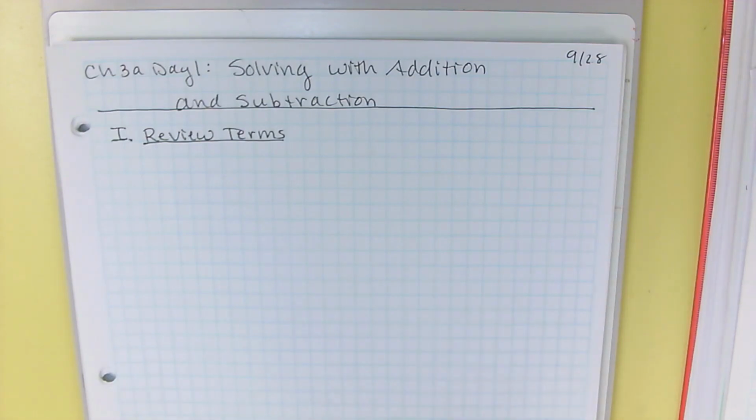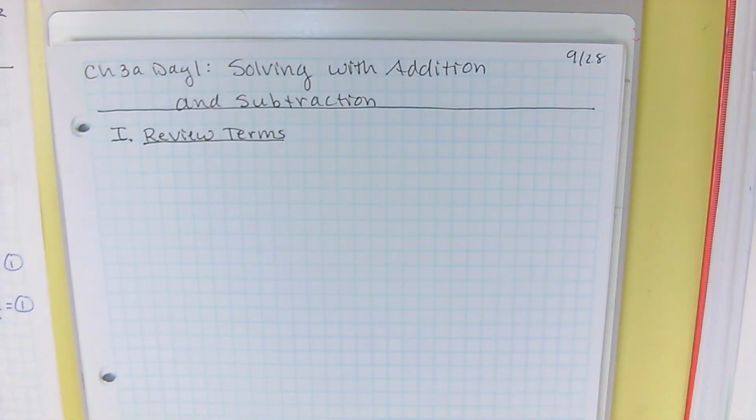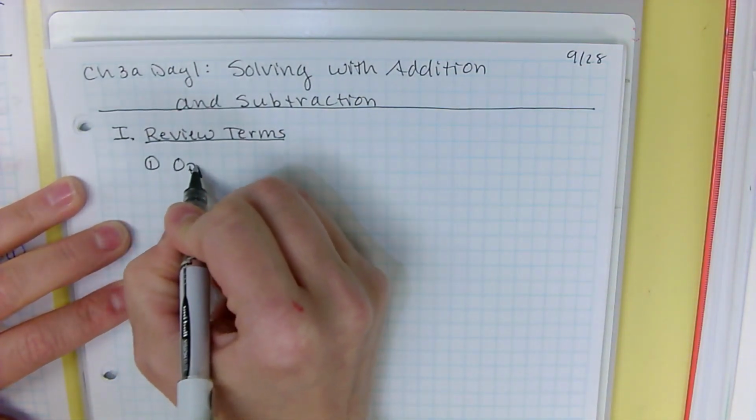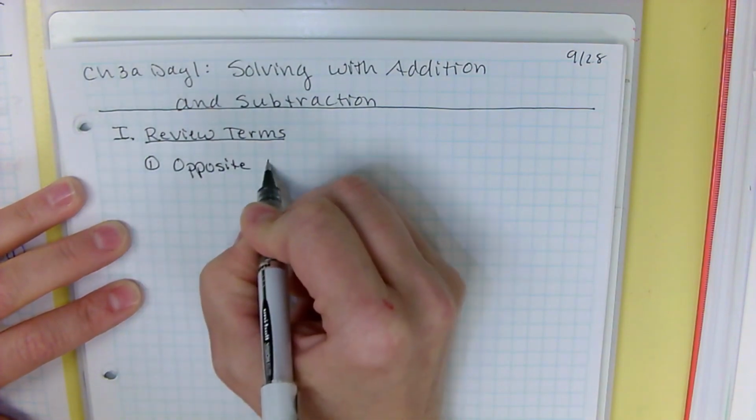Okay, so this is chapter 3A, day 1. We're going to solve with addition and subtraction. We start simple and then we work our way up. So the first thing we're going to do is review some terms. And the first one of those terms is opposite numbers.